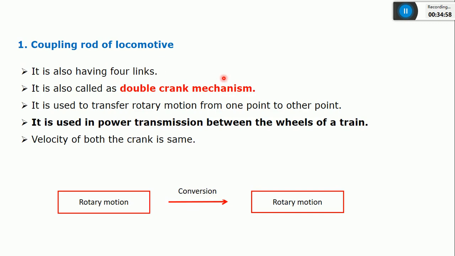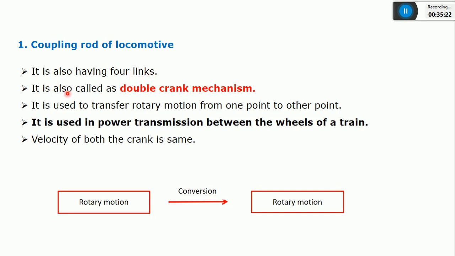First, the diagram should be neat. Indicate all the links and elements: which is fixed, which is rotating, which is oscillating. After that, just list down the points. What are the features of this mechanism? First one, it also has 4 links. Since it is an inversion of a 4-bar chain, it will have 4 kinematic links.